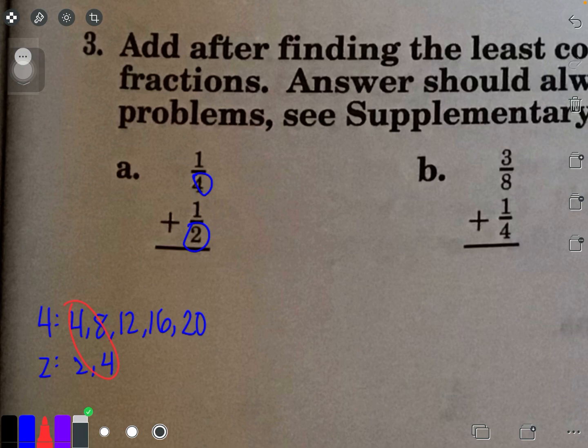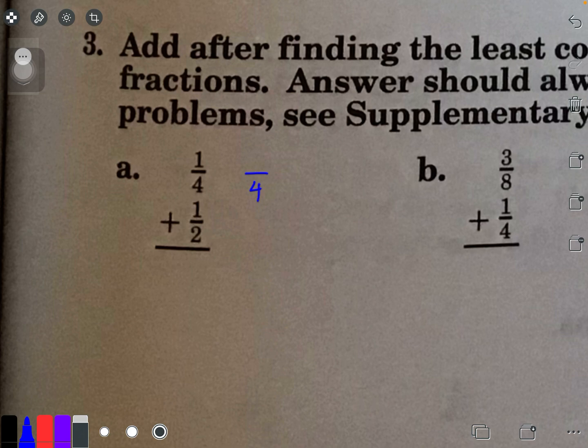So what I'm going to do next, I'm going to erase this, and I'm going to erase this, and I'm going to put 4 as my denominator. Now, I'm going to ask myself, what did I multiply to 2 to get 4? I multiplied 2. So that means up here, I need to multiply 2. And what is 1 times 2? It's 2.